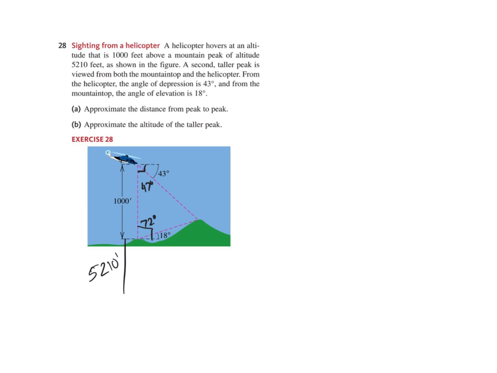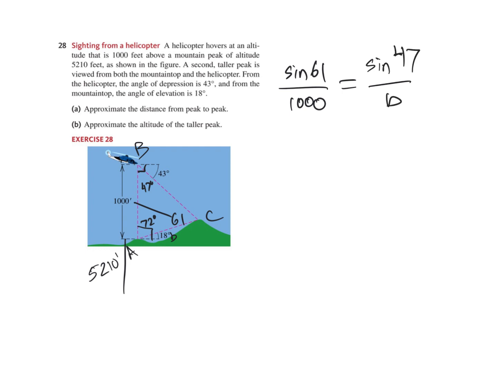And we can get the last angle by 180 minus 47 minus 72, which gives us 61. And there's our two values that go together. Sine of 61 is to 1,000. And we're going to try to get the different values around it. So if we do A, B, C, we probably want to get little b here. So the sine of 47 is to little b here.